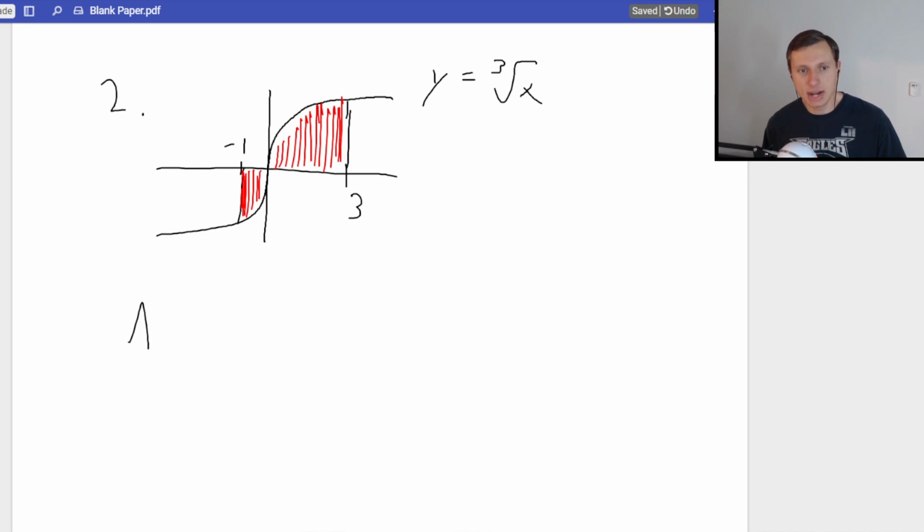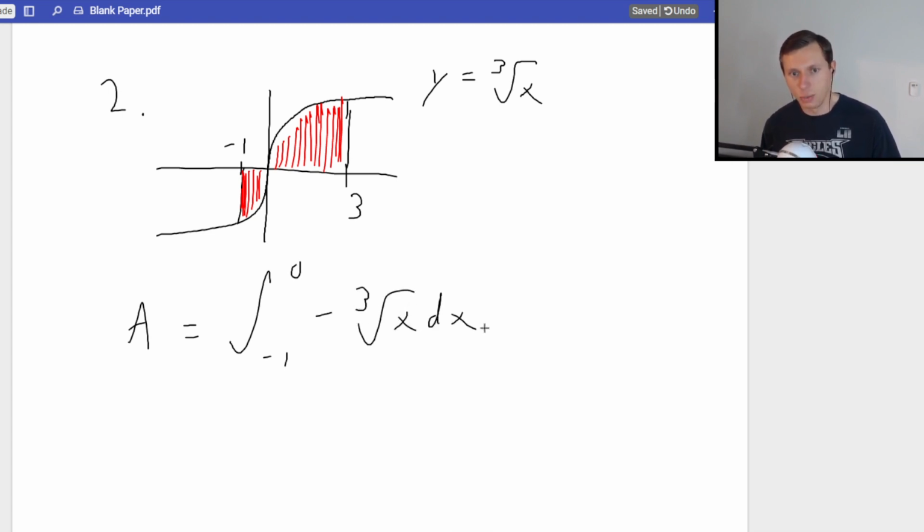So I'm going to say the area is equal to the integral from -1 to 0 of the negative cube root of x dx. Why would I say this? Well, because first of all, the function's cube root of x, and I'm saying negative cube root of x because that's the portion of the graph where it's negative. It's below the x-axis. So to make it positive, I just put a negative sign out in front of there. And again, notice the bounds. I go from -1 to 0. I'm not going from -1 to 3 because the function's only negative in -1 to 0.